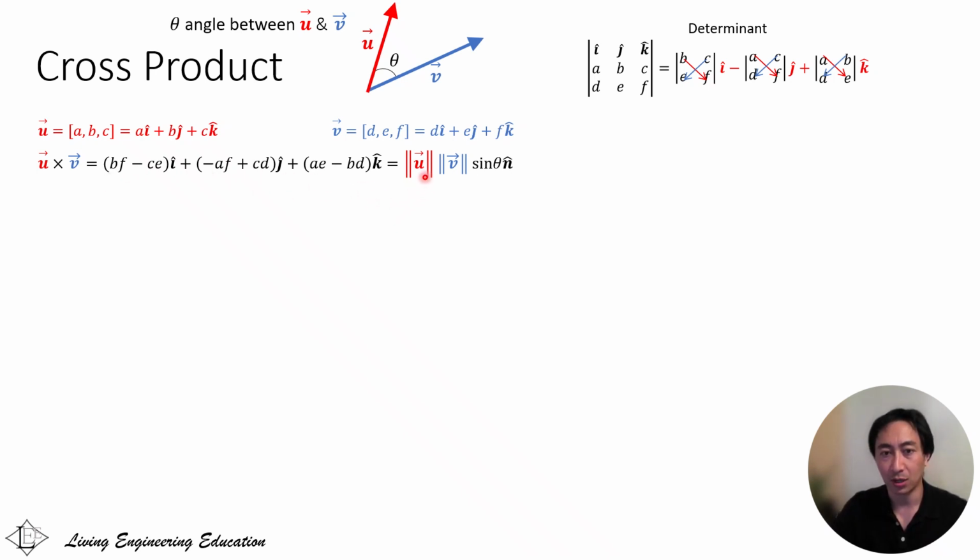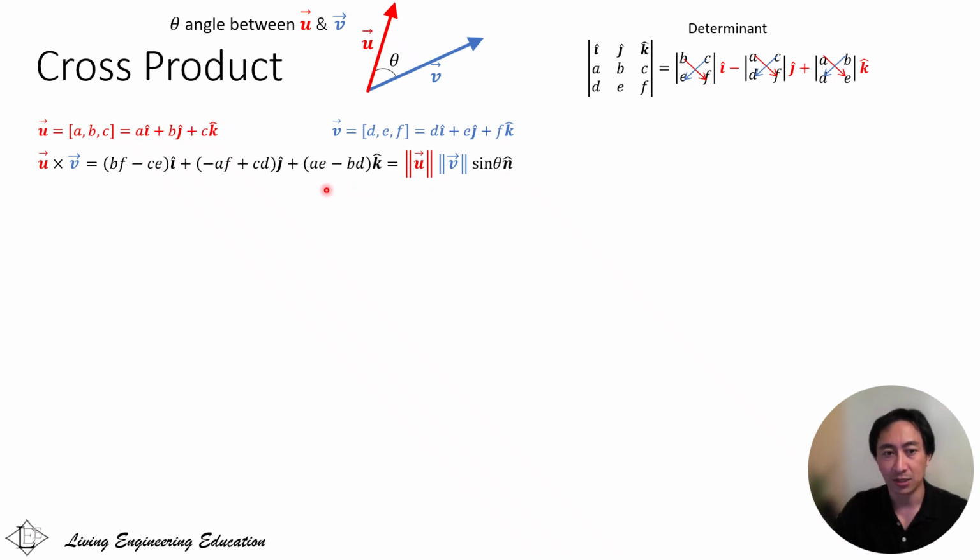The other way is similar to what we showed in dot products. We do magnitude products. In this case, instead of cosine theta, we use sine theta. So the magnitude of u times the magnitude of v times sine theta, that's the magnitude of your cross product term in the n hat direction. What is n hat?